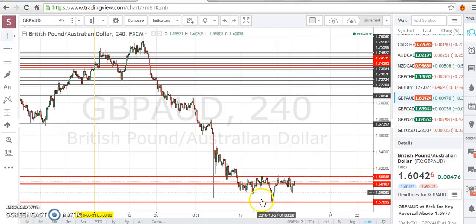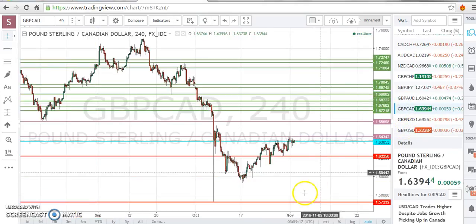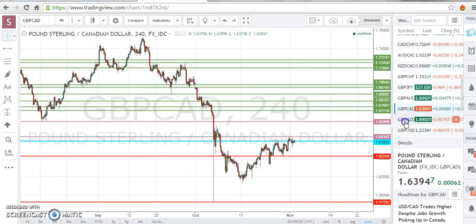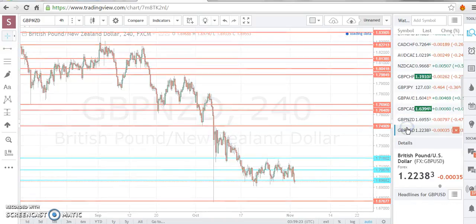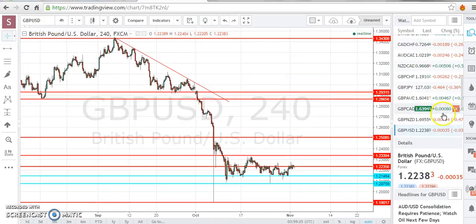GBP AUD, same situation. GBP CAD, same situation. GBP NZD, GBP USD. That means all the GBP pairs. So when this happens, it's going to be a big move. You're going to see 1,000 pip profit that night.